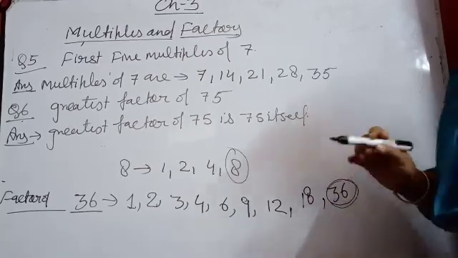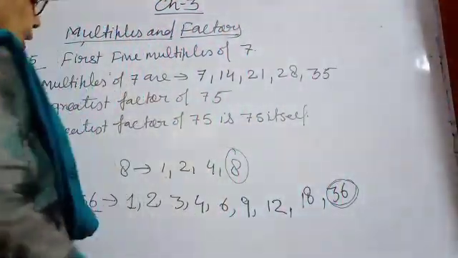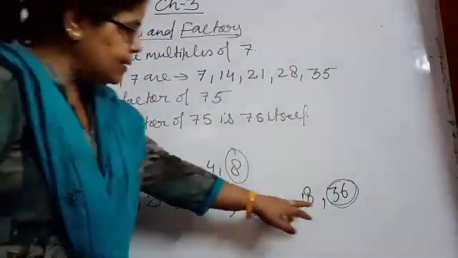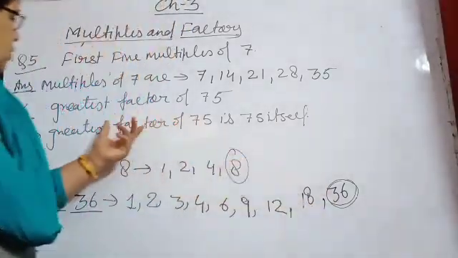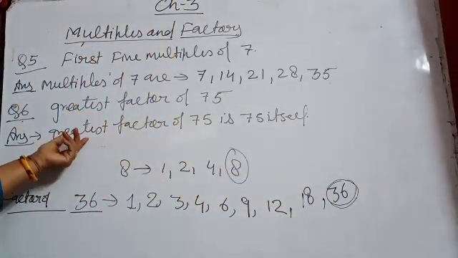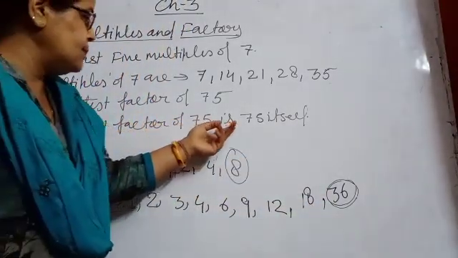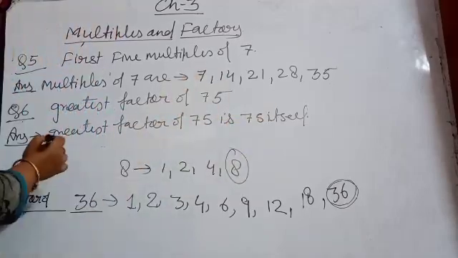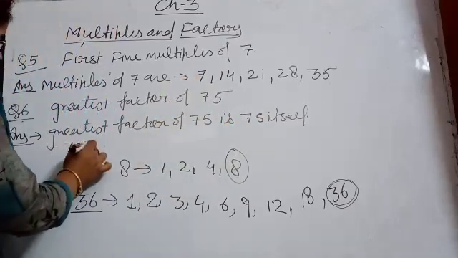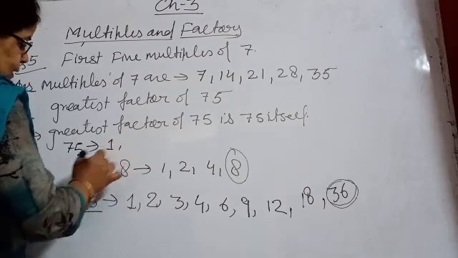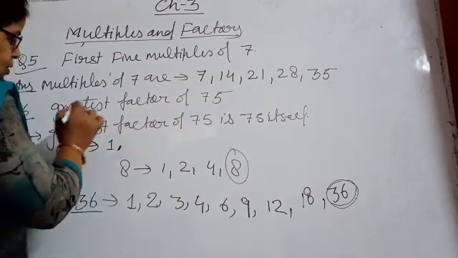So in this way if you find the factors of any number, you will find that the greatest factor is always the number itself. So in this way, directly, the greatest factor of 75 is 75 itself. We are writing its factors now. Okay. 1 will be a factor. Always 1 will be a factor of each number.